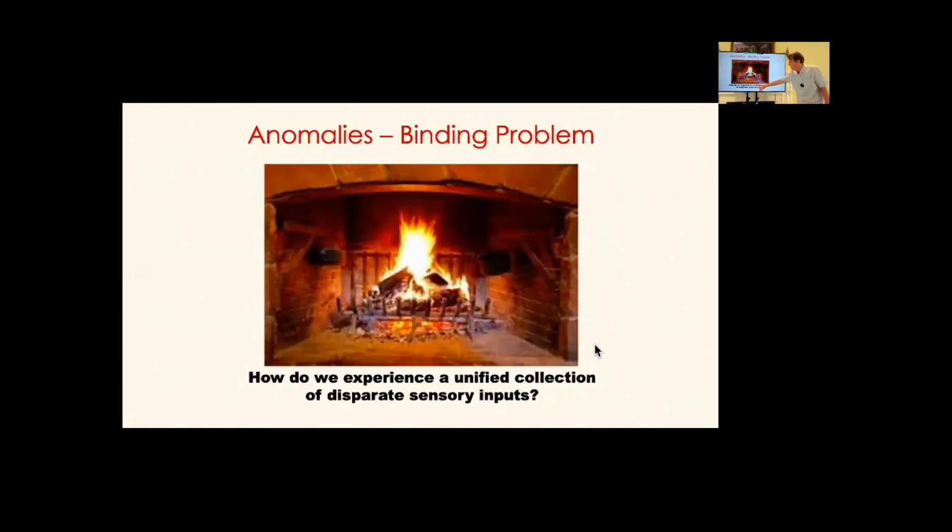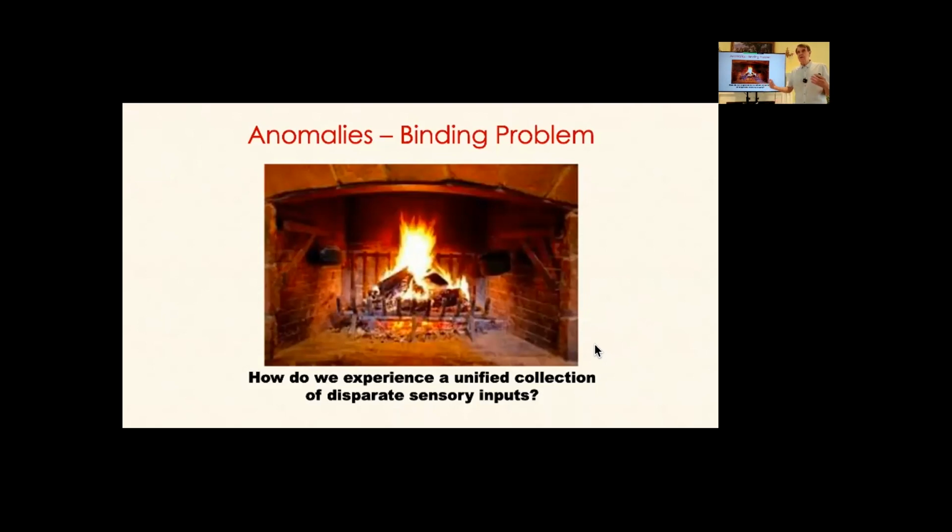How do we experience a unified collection of disparate sensory inputs? And a nice example is sitting in front of a fire, a fireplace here, when the fire's burning and you can feel the heat, you can see the light and the flames dancing, you can smell the wood smoke. It's a real sensory bath, a real fire, isn't it? It's wonderful, and the crackling of the logs and everything. There is something very comforting about it.